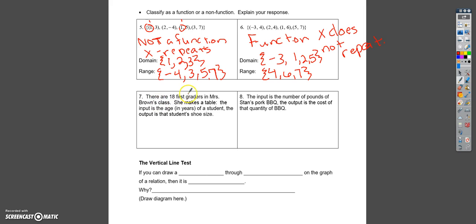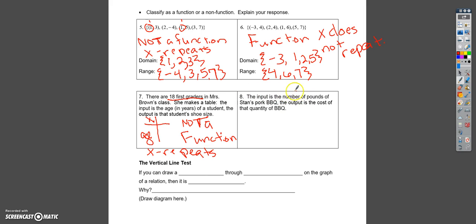Alright, there are 18 first graders in Miss Brown's class. She makes a table. The input is the age of a student. The output is the student's shoe size. Well, if you have 18 first graders, what is the likelihood that some of them have the same age? X is age. This is going to repeat, so not a function, because x repeats.